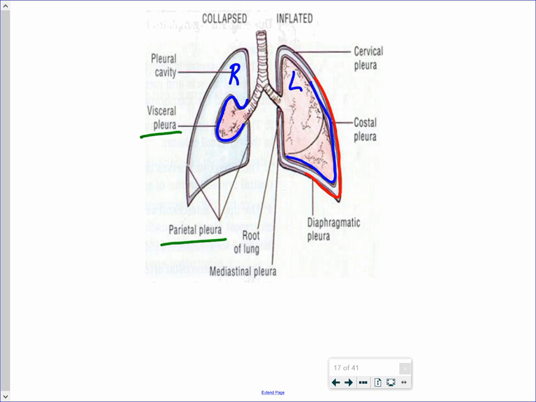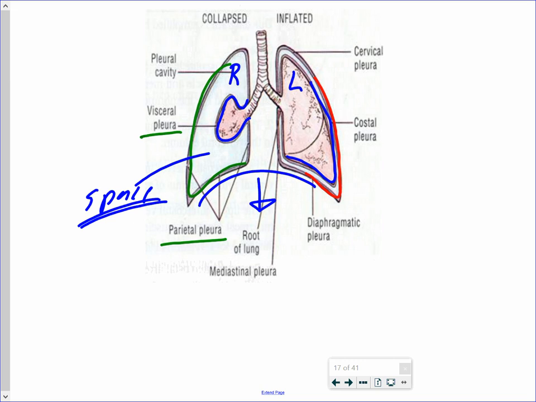So the visceral pleura has pulled away from the parietal, and now what we have is a space in between the two of them. What this means is that when the diaphragm contracts and pulls down, it's going to expand the left lung, but it's not going to allow for the expansion of the right lung because these two pleura are no longer adjacent to each other. So again, that is more or less what is going on if someone has a collapsed lung.